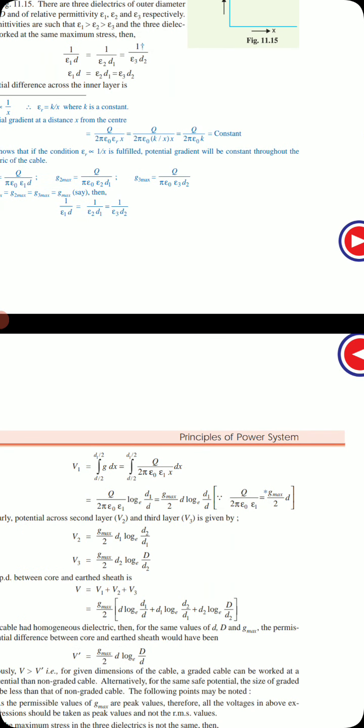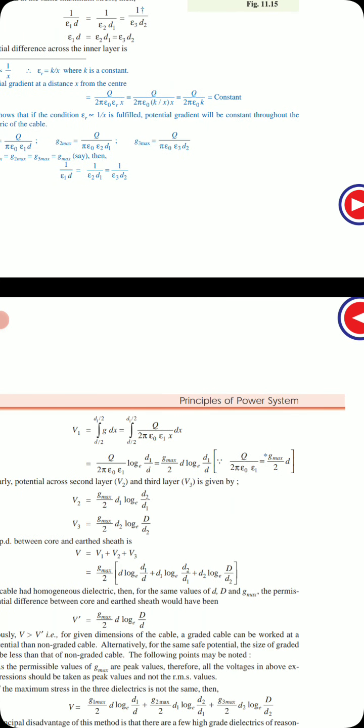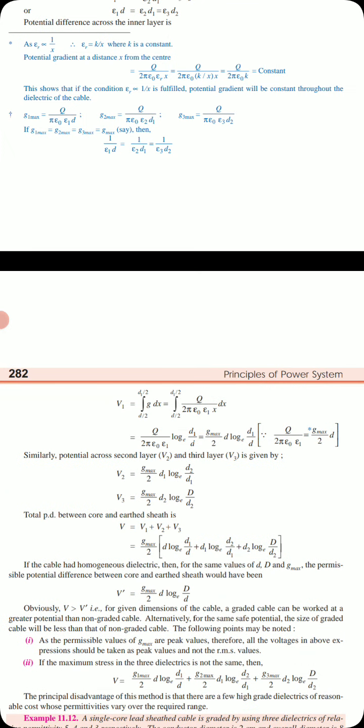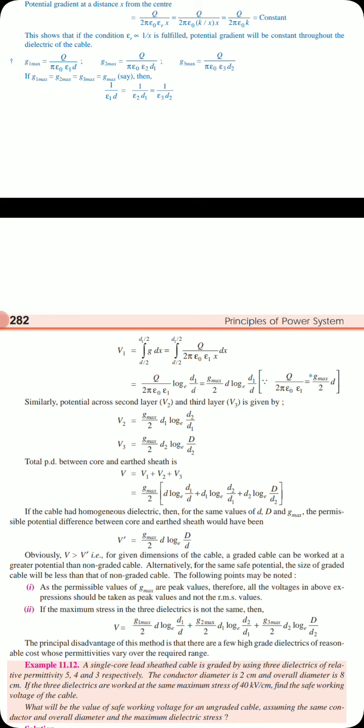After solving that we will get v2 as g max by 2 d1 log natural d2 by d1, because v2 is the potential across the second layer. In the third case, v3 is g max by 2 d2 into natural logarithm of capital D by d2. You can see these things very clearly, means from which layer to which layer it is to be taken. Then total v is given by v1 plus v2 plus v3, or if you take g max by 2 as common, we will have these equations.